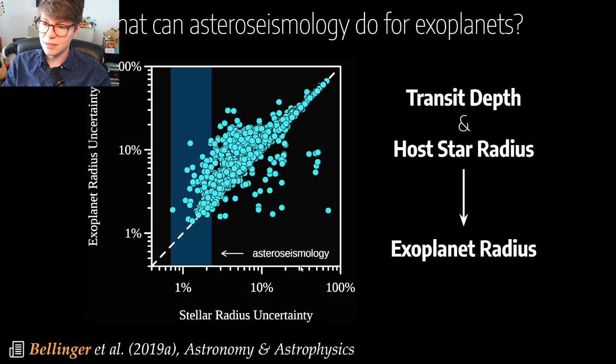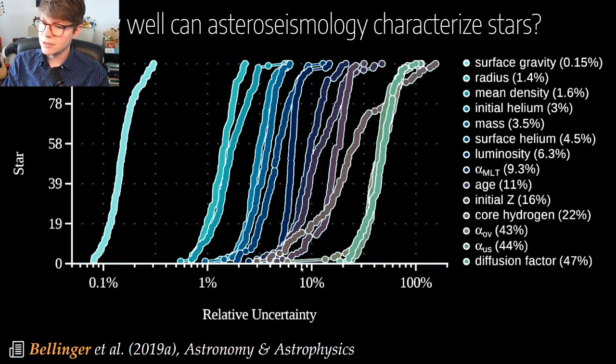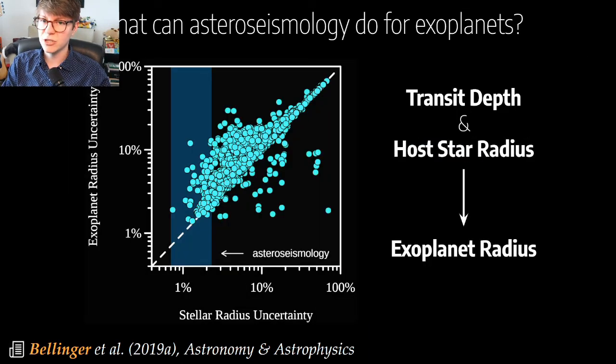So how well does it do? So here's a diagram showing this technique being applied to 100 stars, or nearly 100 stars, that have been observed by the Kepler mission. You can see that we get surface gravities to about 0.1% precision. We get radii to about 1.5%, we get masses to 3.5%, and we get ages to about 11%, as well as many other parameters which can be constrained, some better, some worse. So that's fantastic. Well, now what can we do with that information?